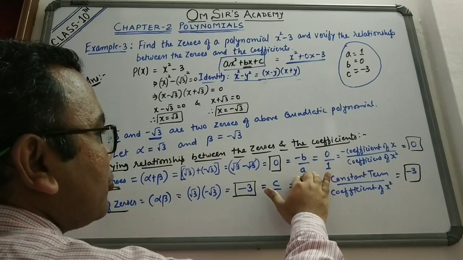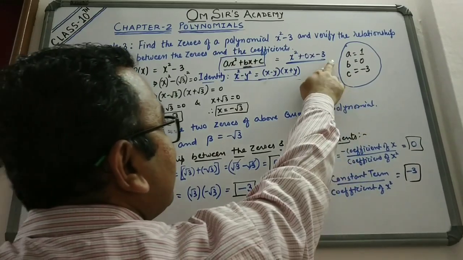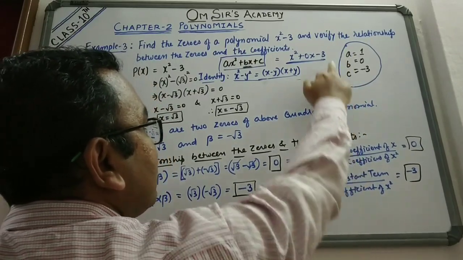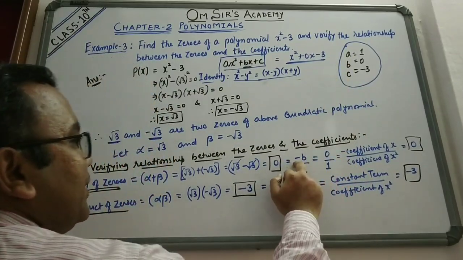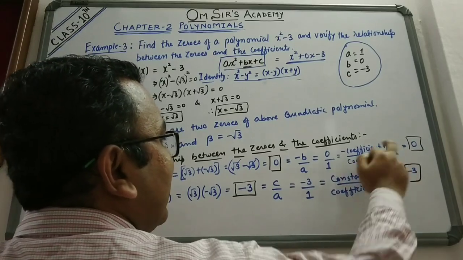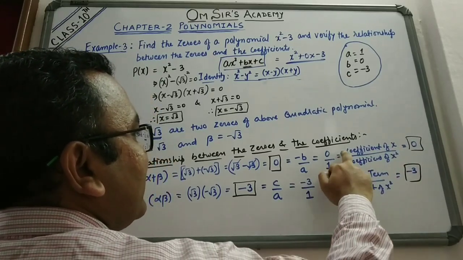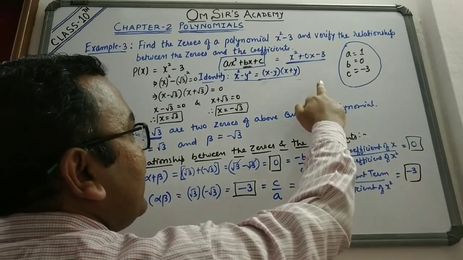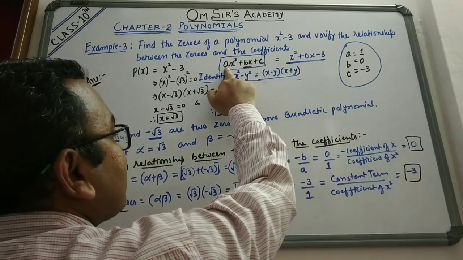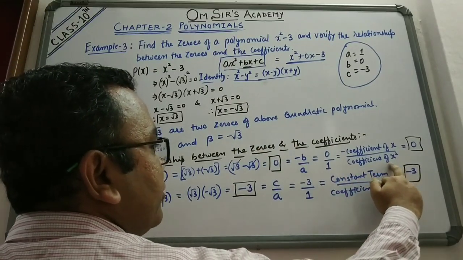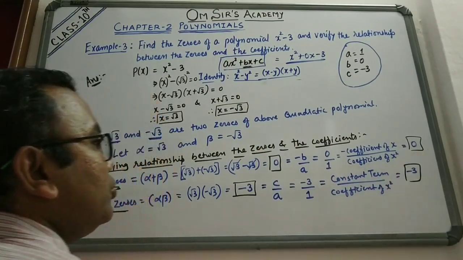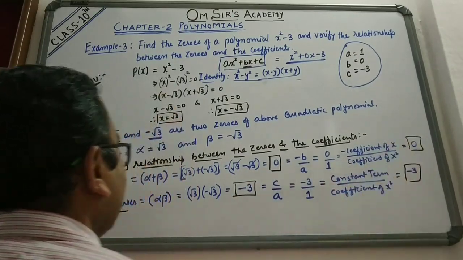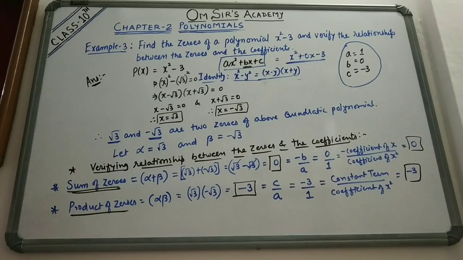and that should be equal to what? Minus b upon a. So minus b upon a is what? What is the value of b? b is 0. So minus 0 is 0 upon a is what? 1. So what was b? b was the coefficient of x. So in other way we can also write it as minus coefficient of x upon what was a? a was the coefficient of x square. So upon coefficient of x square, that is equal to 0. Is it clear? So this 0 equals to 0. So hence my relationship is verified.